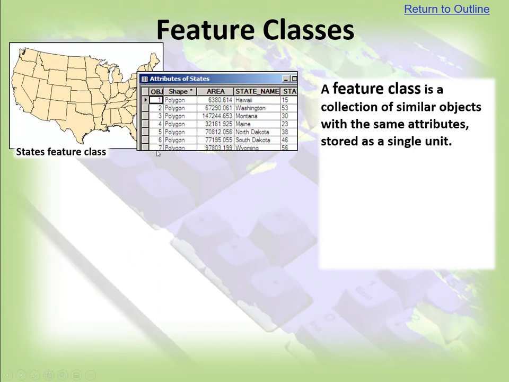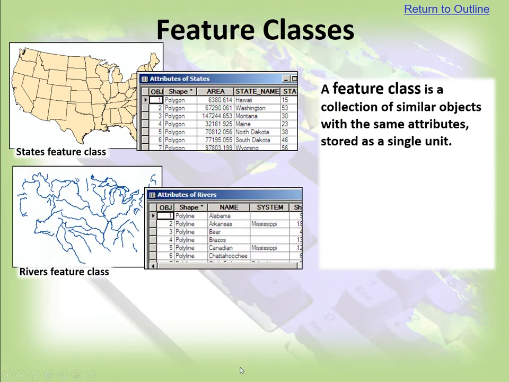So again, here we're seeing a whole bunch of objects. We have areas, state name, states. That's a feature class. Here's a river one. So what's a river feature class? You can see here this is a polygon. So we have polygons of the states.